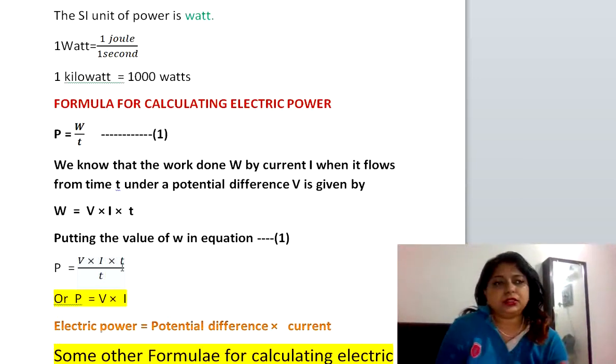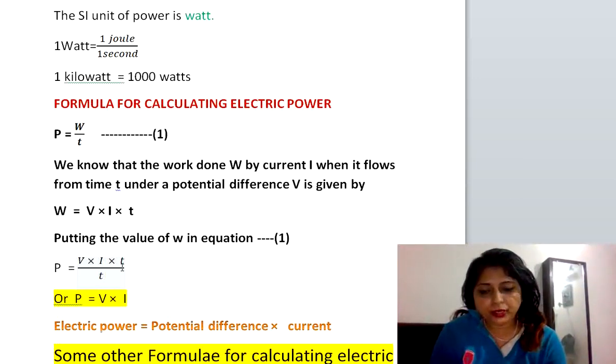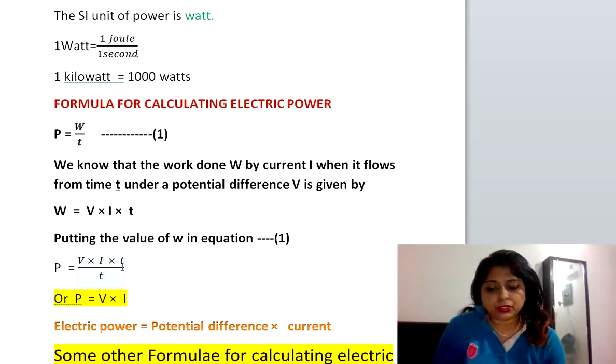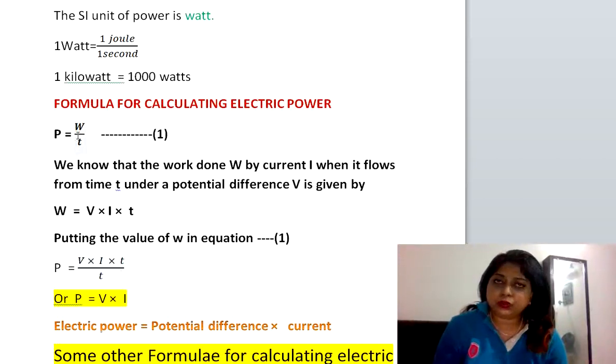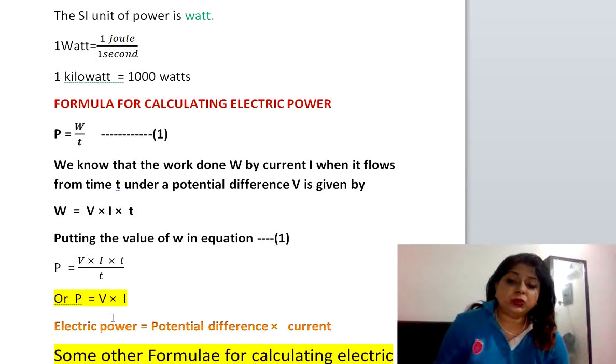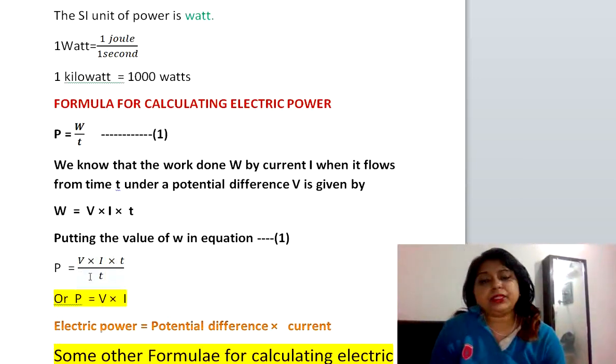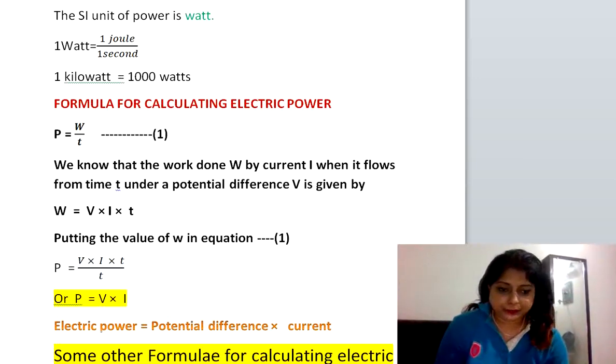So when you solve the numericals, suppose work done and time is given and you have to calculate the power, then you apply this formula. But when potential difference and current is given and you have to calculate the power, in that case you will apply this formula, means P equal to VI.